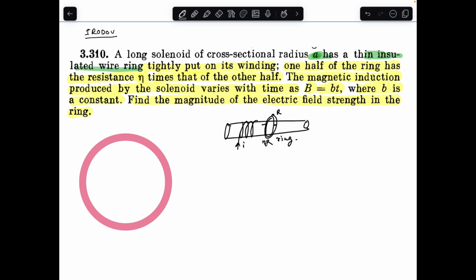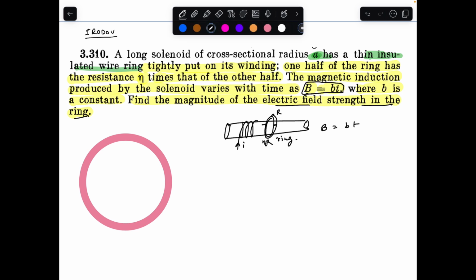So when the current through the solenoid is changing, what will happen? It will change the magnetic field. So they have directly given the magnetic field. Inside this solenoid, the magnetic field induction B is changing as bt. They're asking to find the magnitude of electric field strength in the ring.